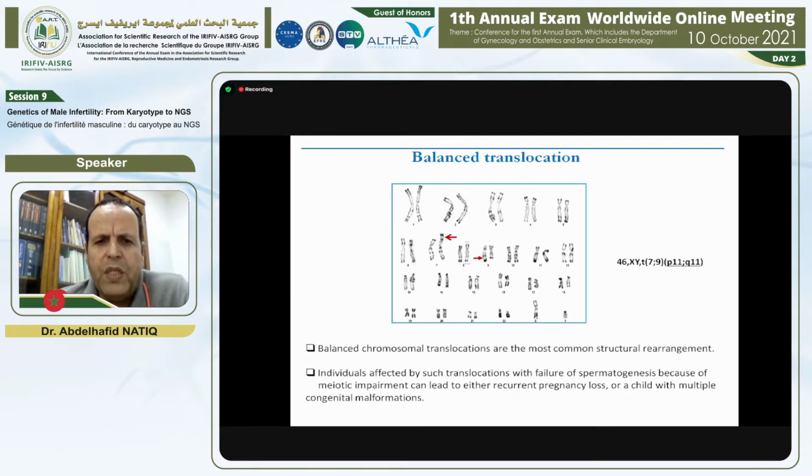On the other hand, balanced chromosomal translocations are the most common structural rearrangements. Here we have a translocation between chromosome 7 and chromosome 9. Individuals affected by such a translocation can have failure of spermatogenesis because of meiosis impairment, which can lead to recurrent pregnancy loss or a child with multiple congenital malformations.